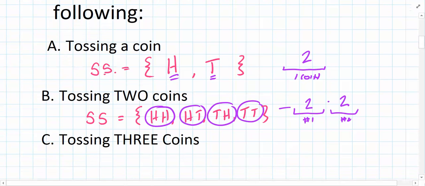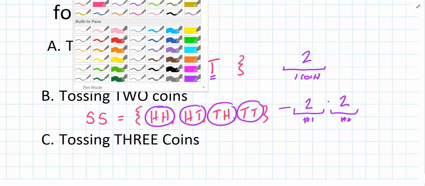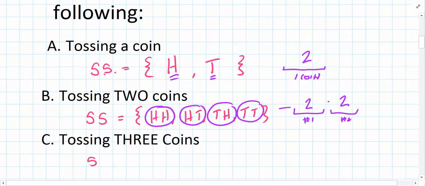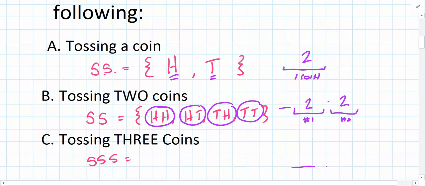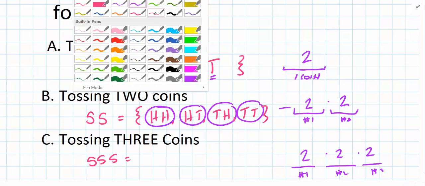Now, let's find the sample space for tossing 3 coins. Before we begin, ladies and gentlemen, let's use the fundamental counting principle to guide our thinking here. Coin number 1, coin number 2, and coin number 3. How many outcomes for the first coin? How many for the second? And how many for the other one? So therefore, the fundamental counting principle says I should have how many in my sample space?